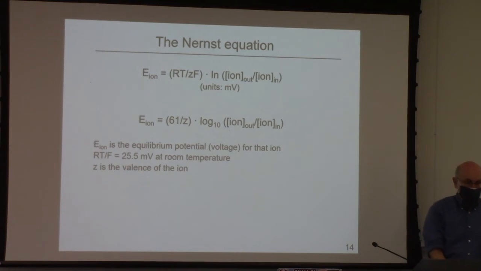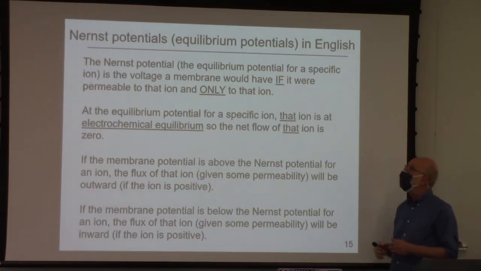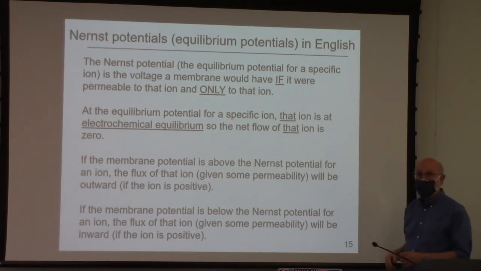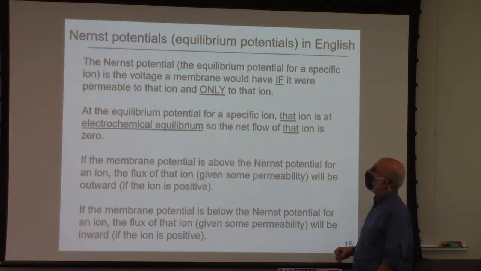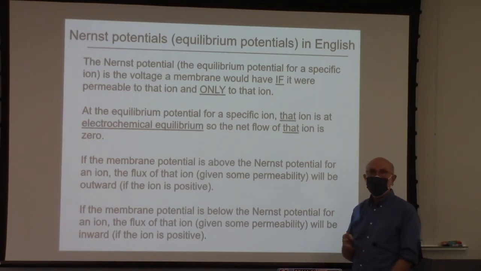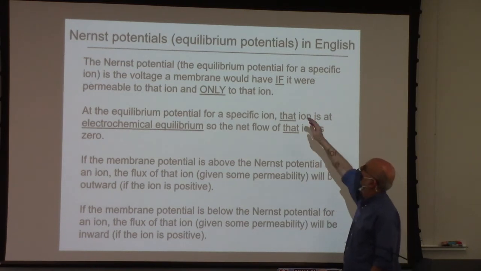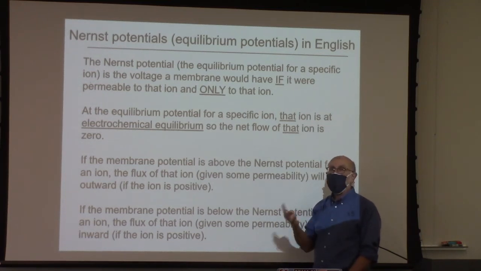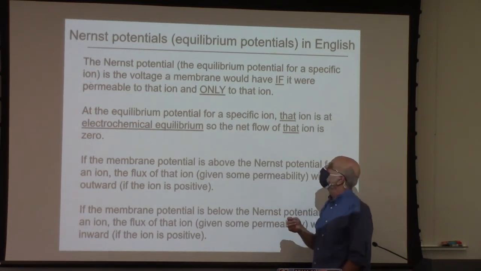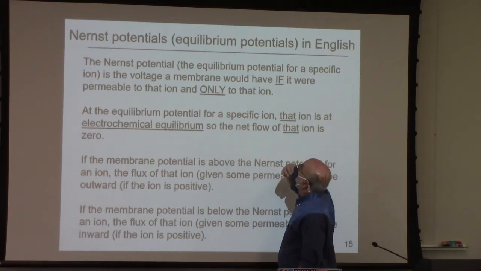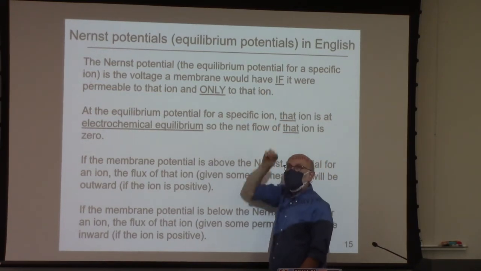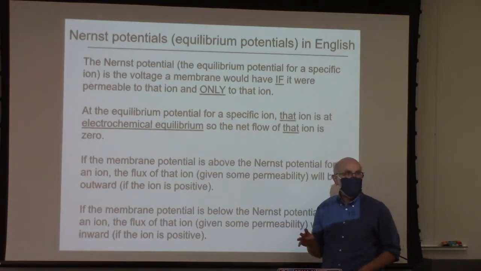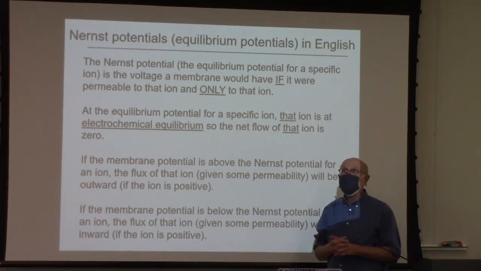So your problem during the problem set is to use this equation. But I want you to understand it using English words. And so this slide, I worked pretty hard to try to make it make sense using words as opposed to equations. The equilibrium potential for a specific ion, it's always for a specific ion, potassium, or sodium, or chloride, or calcium, is the voltage that that membrane would go to if it were permeable to that ion and only to that ion. That's part of what that would allow you to get to equilibrium.